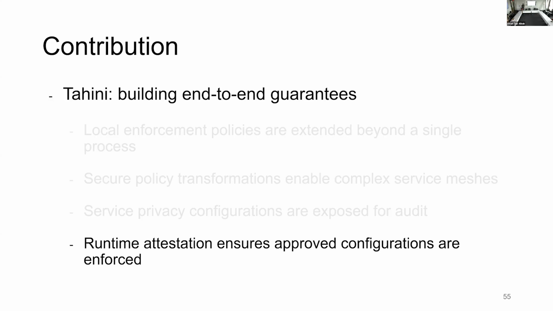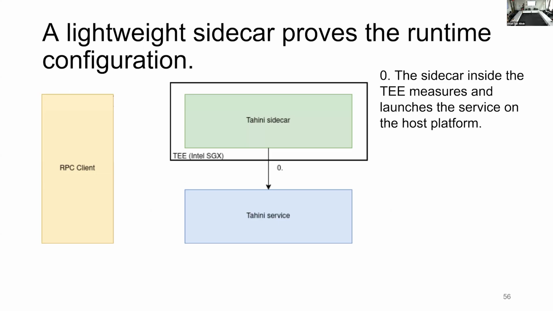The property we want to uphold is that the runtime guarantees are actually the ones that have been approved statically ahead of time. To that effect, we have some lightweight attestation mechanism that allows us to verify this. Now, we introduce a sidecar, a component that is trusted and very minimal. In effect, it receives a binary, hashes it, stores some information about it, and then starts the process. In our attestation mechanism, the sidecar receives this binary, measures it, and launches it onto the host platform.